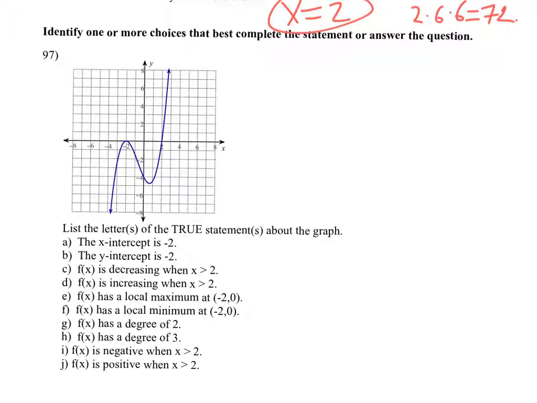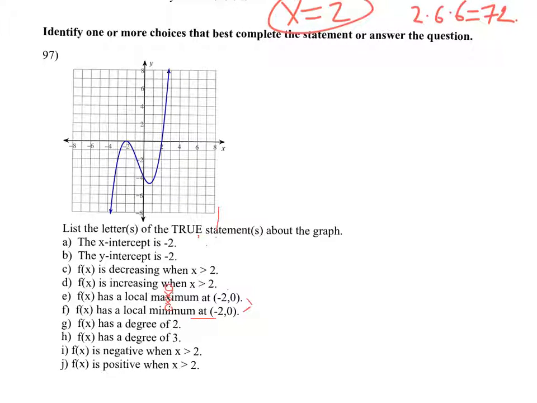Okay, going piece by piece, the x-intercept is -2. I agree with this, so that would be true. The y-intercept is -2. There's no point there. That one is false. F is decreasing when x is greater than 2? Well, that's going up. No. F is increasing when x is greater than 2. That means we're going to have a positive slope there. We just said that, so that would be okay.